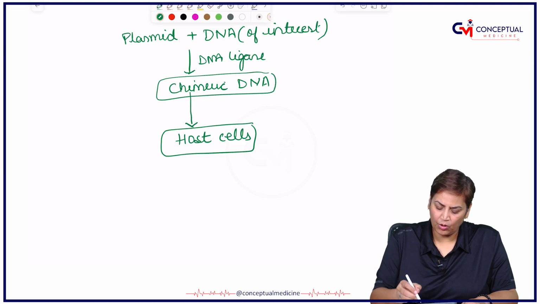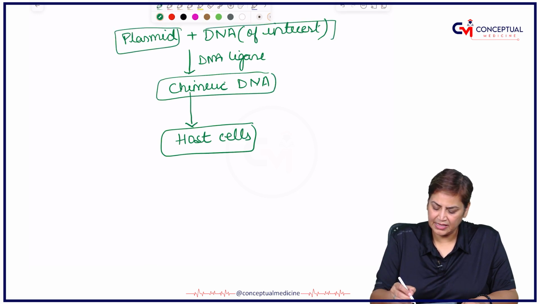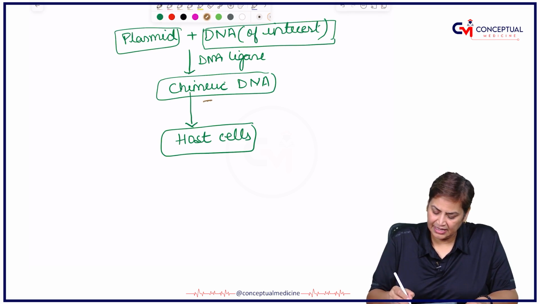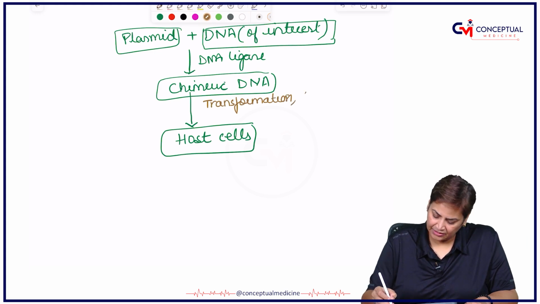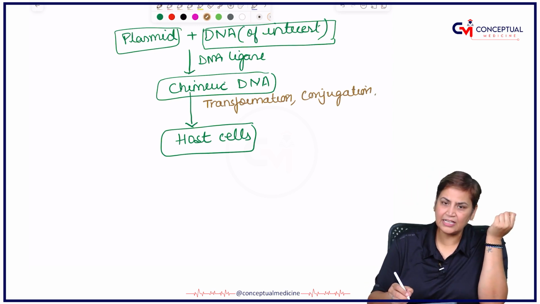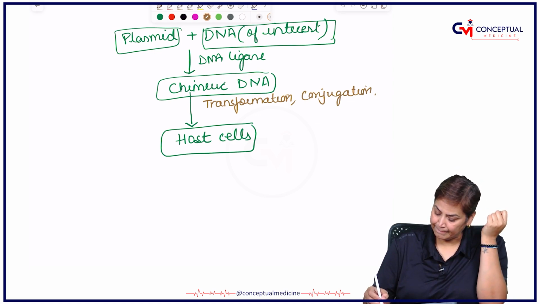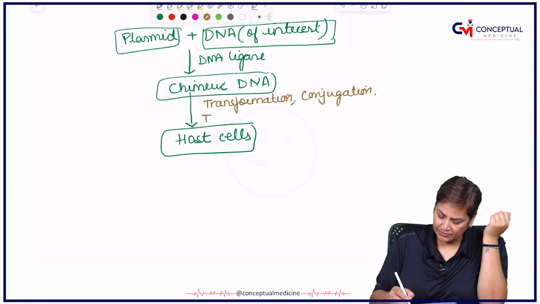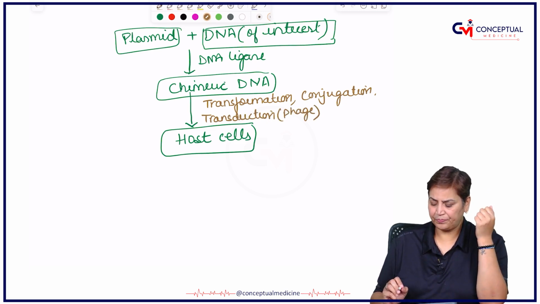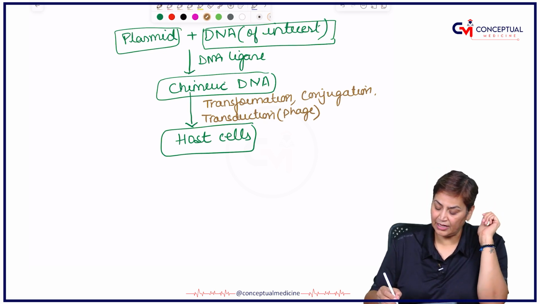Now, what are the different processes which can make its entry into the host cells? The names of the processes are: it can be transformation, it can be conjugation. If it is in the form of a virus, because viruses are also used, that is known as transfection. That also we know. Just write transfection when a virus is used. Okay, these are the different processes, and sometimes electroporation is done.